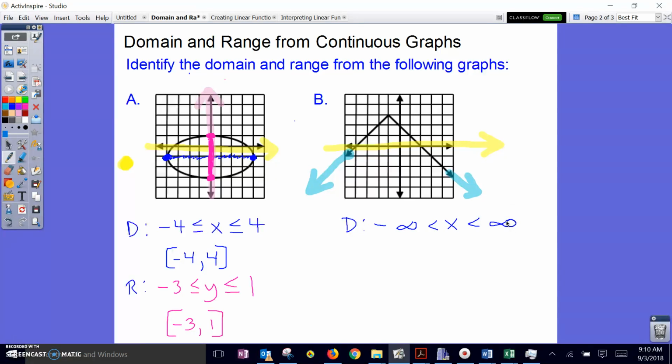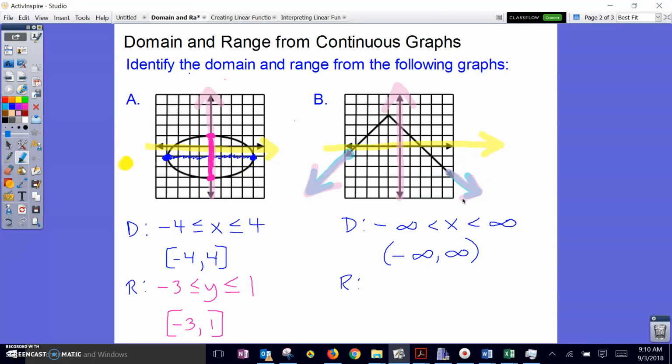And there's the domain in inequality notation, or in interval notation, -infinity to infinity. All right. Range are our y values, which we're going to read from bottom to top. Now again, these arrows that go down here mean the graph keeps going in this direction.